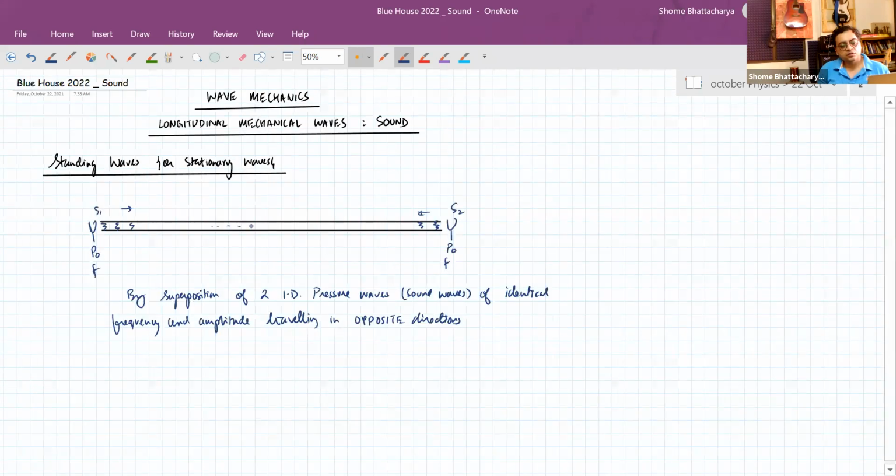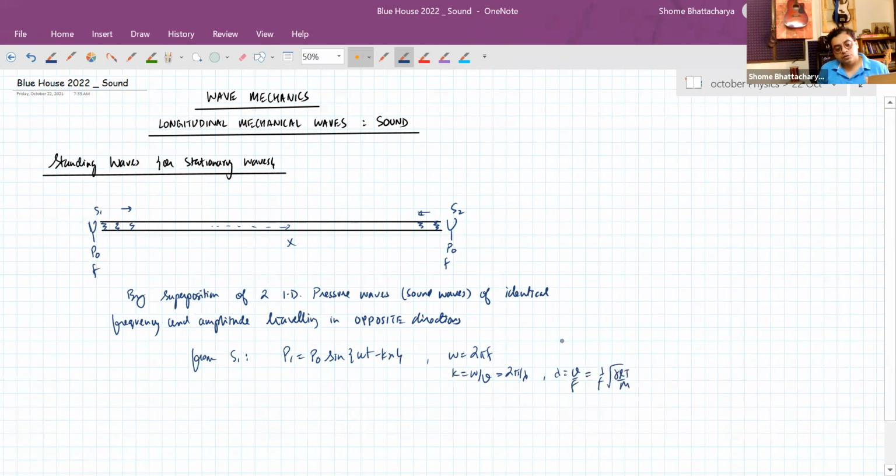So if this is our x-axis, from source 1, the speed of sound, suppose, is in a gaseous medium, that kind of situation.